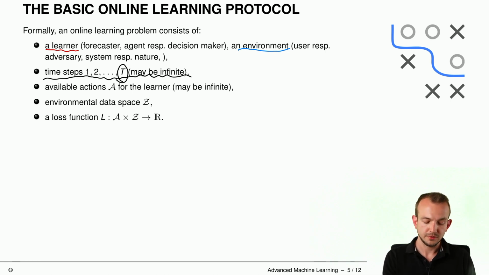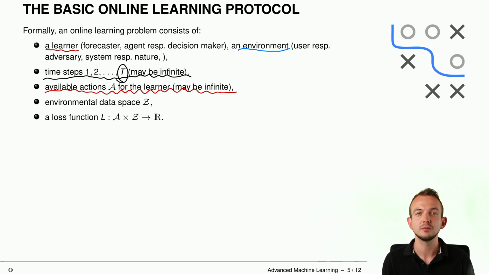And the learner has in this game the possibility to do actions, and all the actions are collected in this action space, calligraphic A, which again, depending on the context, might be finite or infinite. The environment in turn has also the possibility to do actions, depending on the context, whether it's appropriate to refer to it as an action. Let's say it's providing data, and this data is living in the so-called environmental data space, which we refer to as calligraphic Z.